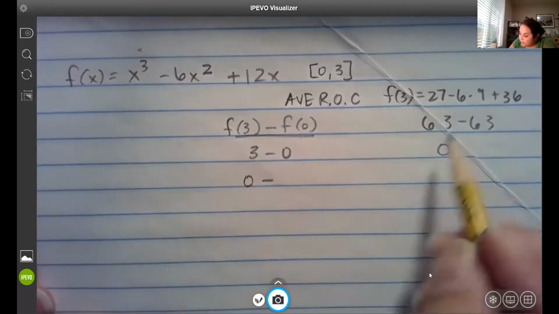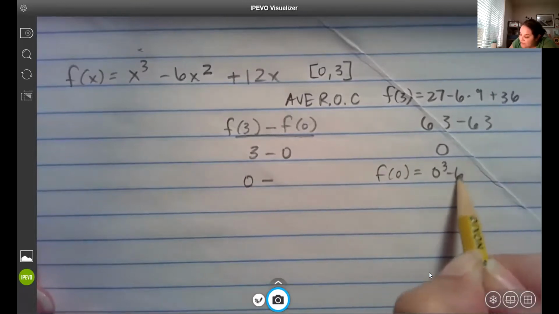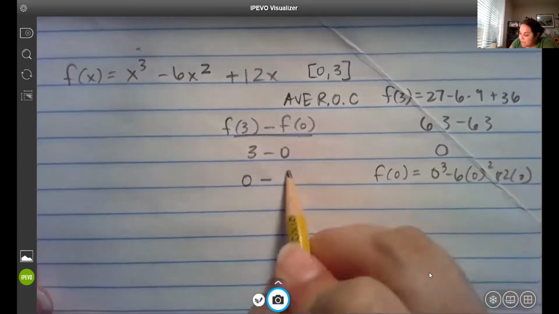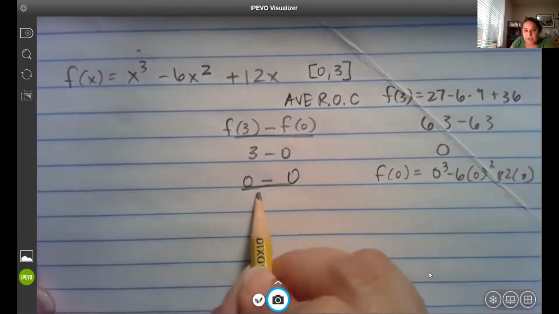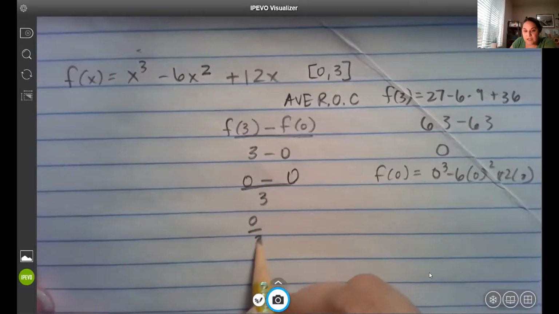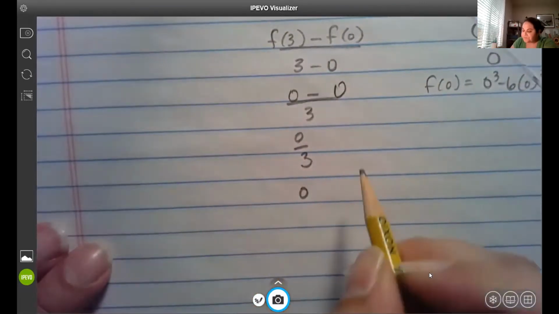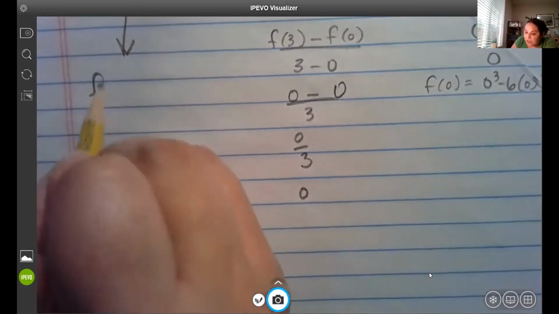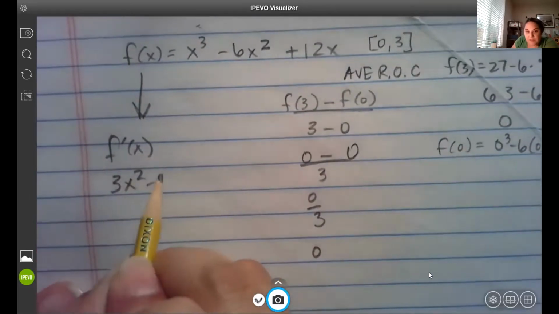subtract, and then I can also see that if I sub in a 0, I'm going to get 0 to the third minus 6 times 0 squared plus 12 times 0. Right, and basically I'm messy here because hopefully you could tell that I'm just going to get a 0 again. So when I'm working out the average rate of change, that's just going to give me 0 over 3, which is 0.